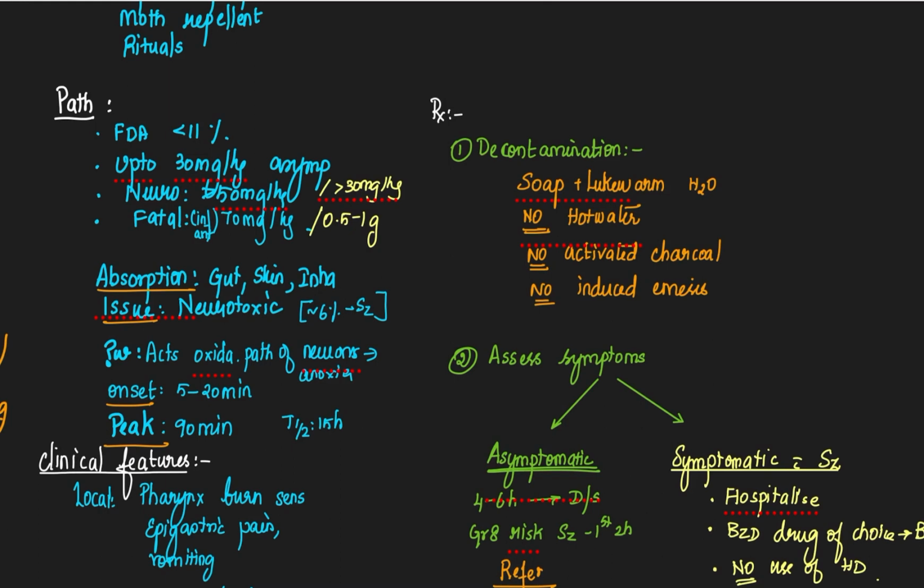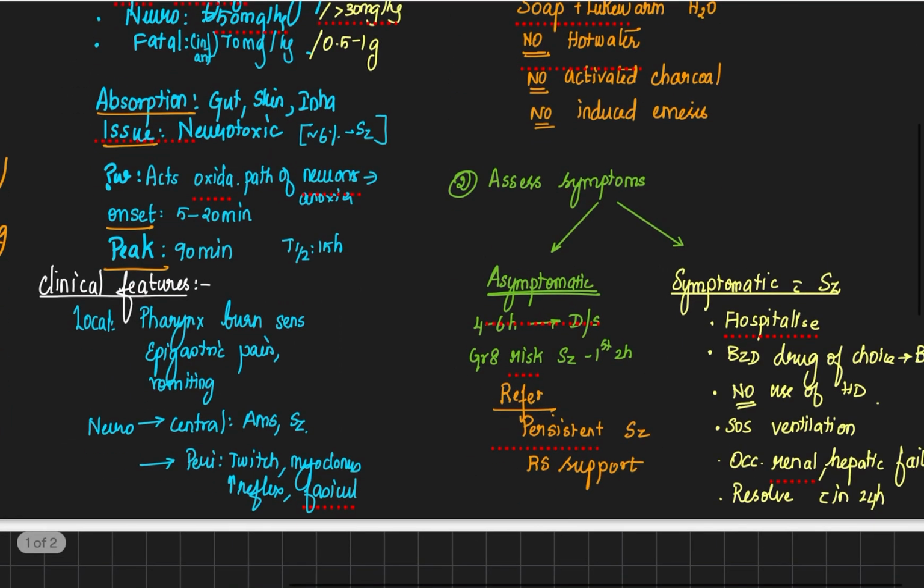But if you have something that tells the percentage of camphor in it, then up to 30 mg per kg you need not worry. Neurological toxicity can be seen as low as above 30 mg per kg. Above 50 mg per kg they will definitely have it. For fatality, most standard textbooks and websites quote 0.5 to 1 gram for the pediatric age group as the fatal dose. For an infant, 70 mg per kg is fatal. So what is the issue? It is basically neurotoxicity. It deprives your neurons of oxygen by acting on the oxidative pathway.